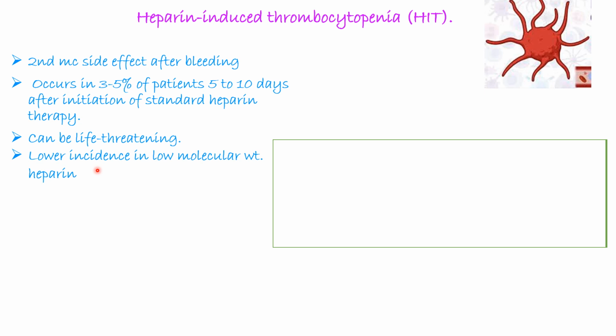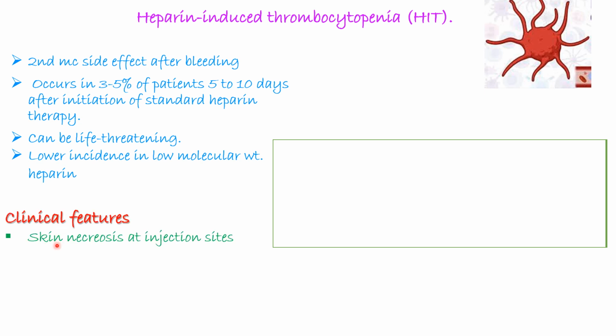So among the three, unfractionated heparin has a higher chance of a patient coming in with heparin-induced thrombocytopenia, whereas the low molecular weight heparin has a lower chance. Well, if you are to give a drug between the three of them, and you may not want heparin-induced thrombocytopenia, then you go for fondaparinux, which is a synthetic heparin.